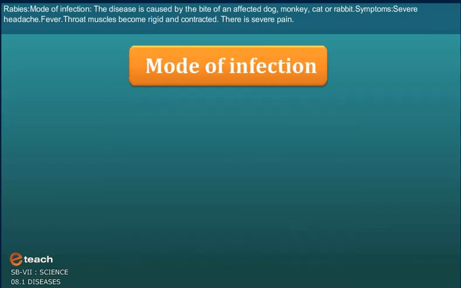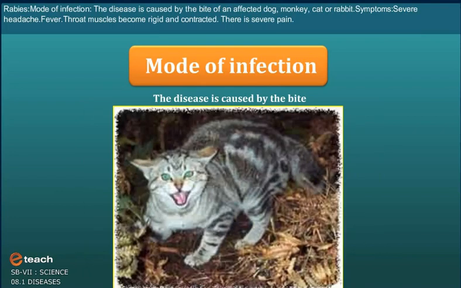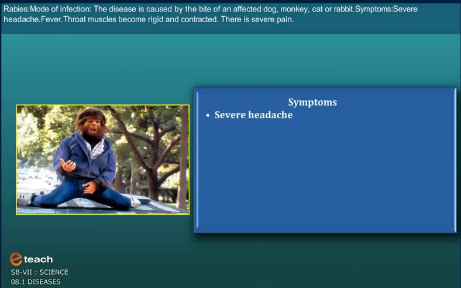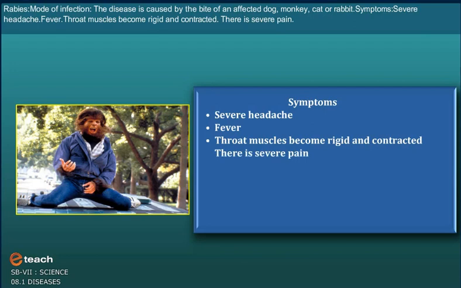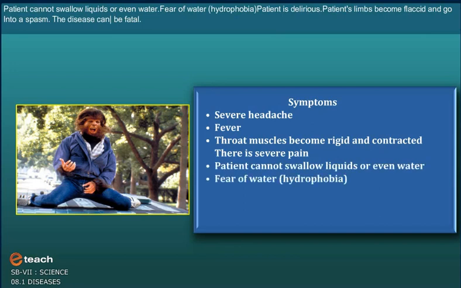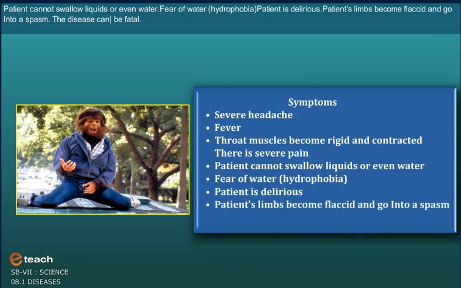Rabies. Mode of infection. The disease is caused by the bite of an affected dog, monkey, cat, or a rabbit. Symptoms: severe headache, fever, throat muscles become rigid and contracted. There is severe pain. Patient cannot swallow liquid or even water. Fear of water, hydrophobia. Patient is delirious. Patient's limbs become flaccid and go into a spasm. The disease can be fatal.